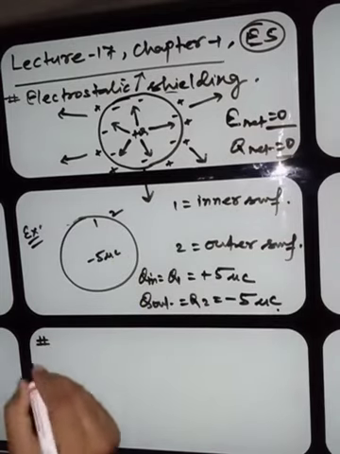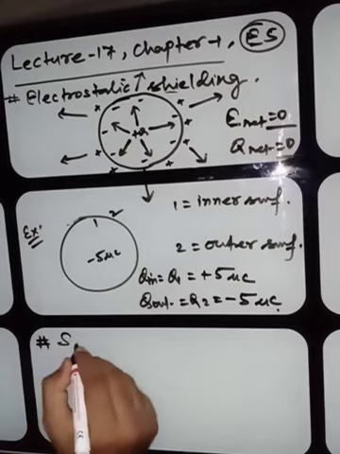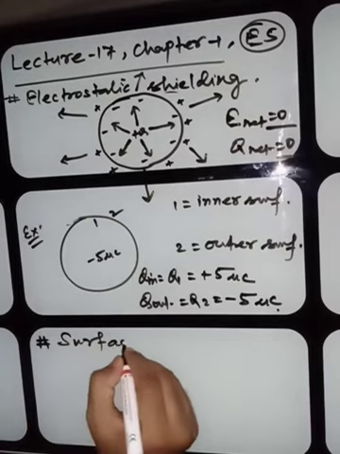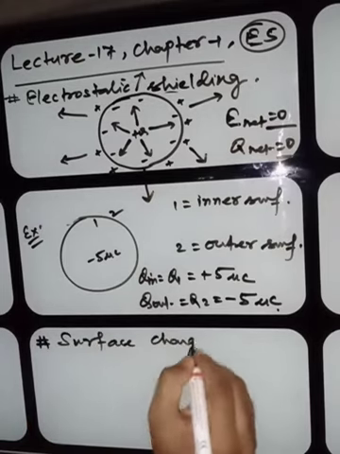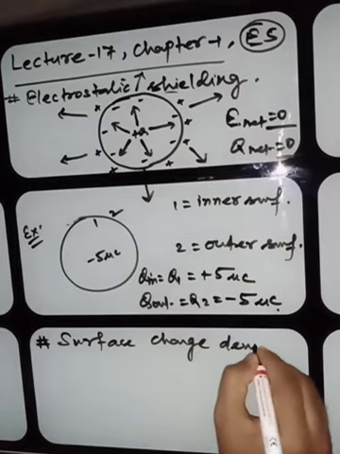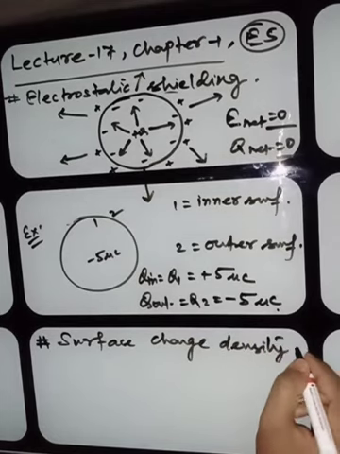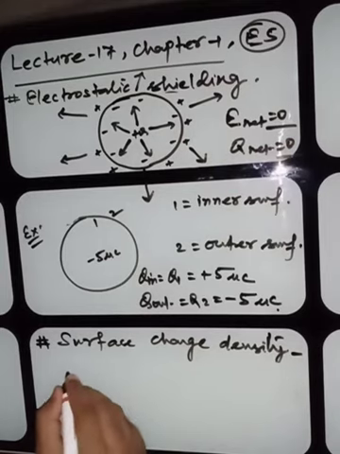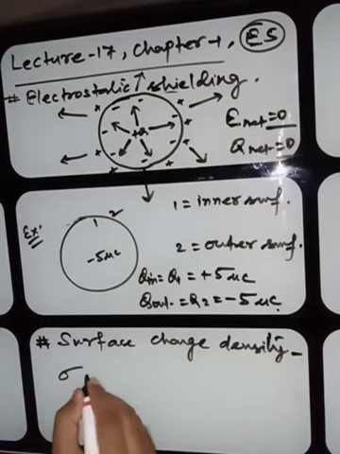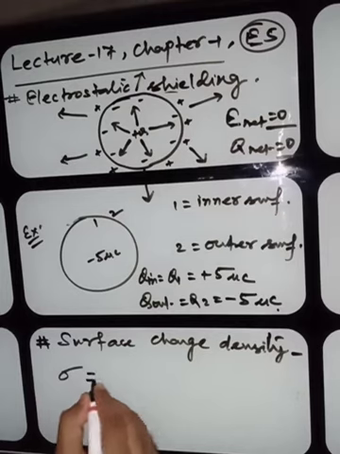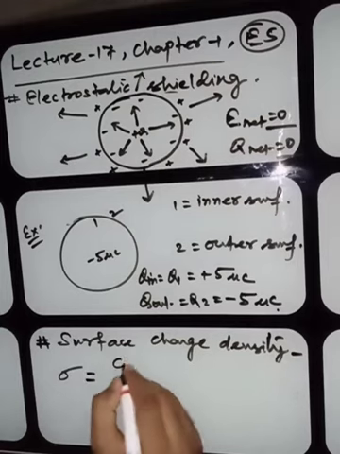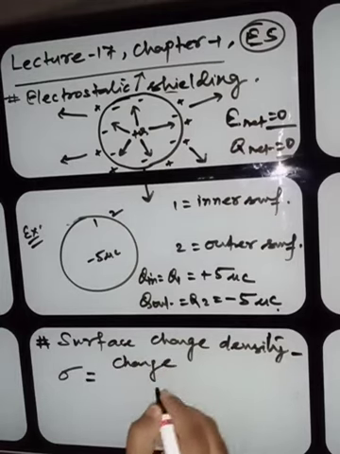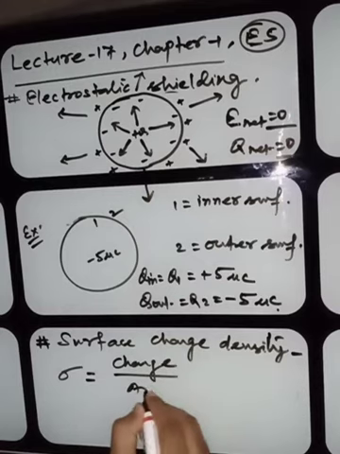So we are studying now the surface charge density, the next topic. The surface charge density we often represent by sigma, and it is the charge, as we have studied already, per unit area.